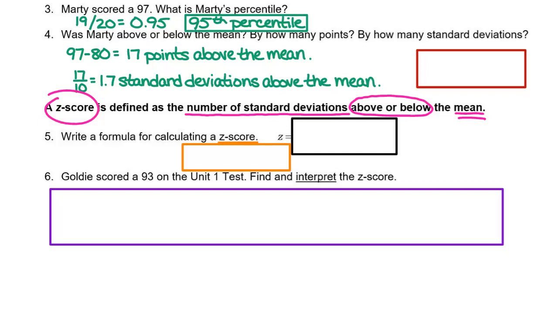How do you think we would indicate, if I'm just giving a score, just a number, whether it's above or below the mean? How would you know just by looking at the number whether it's an above the mean or a below the mean number? If it's positive or negative. So would Marty have a positive or negative z-score? He would have a positive z-score. So his z-score would be 1.7. So positive meaning above the mean.